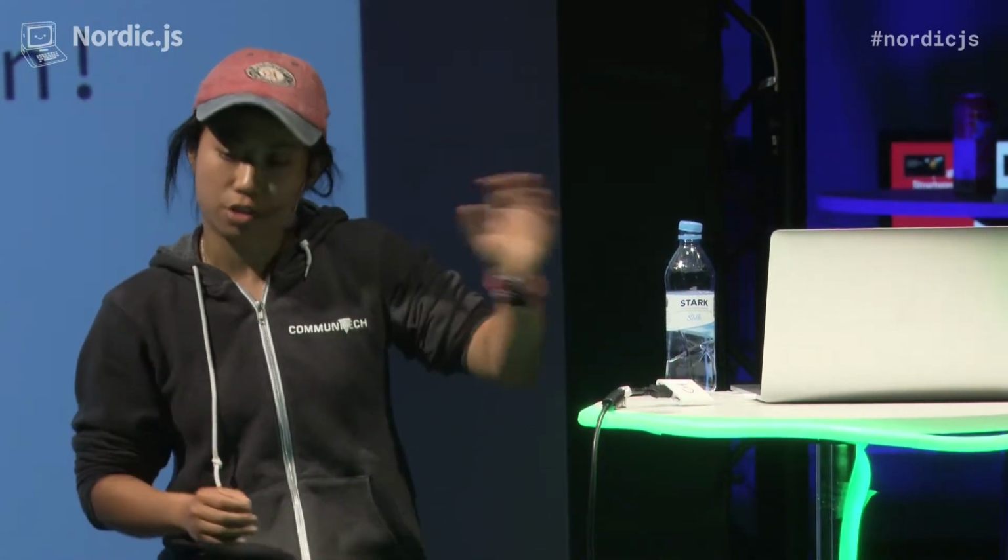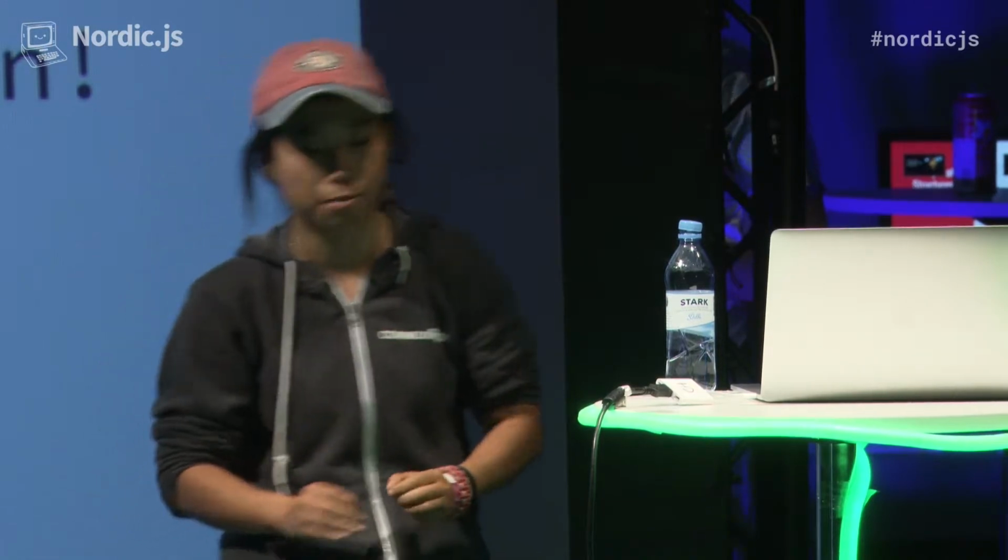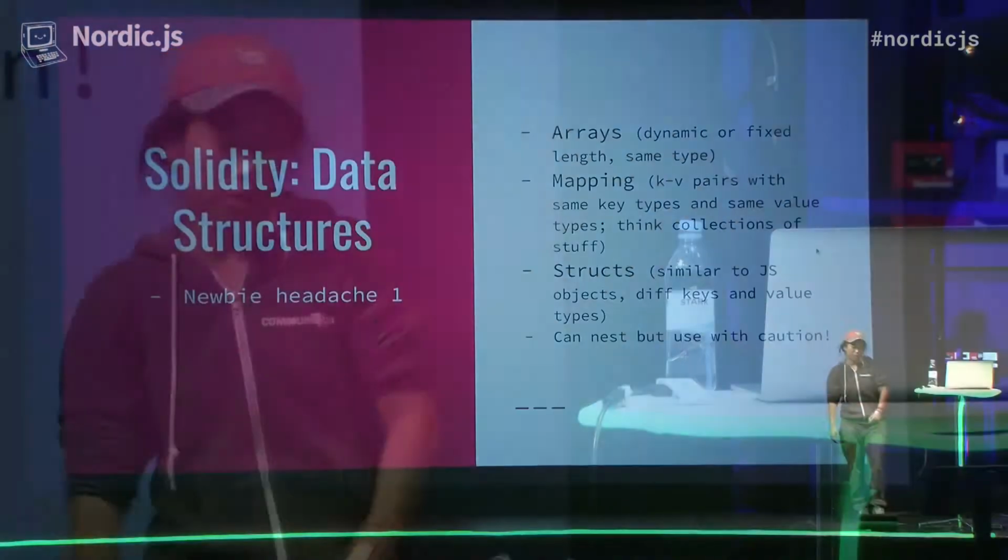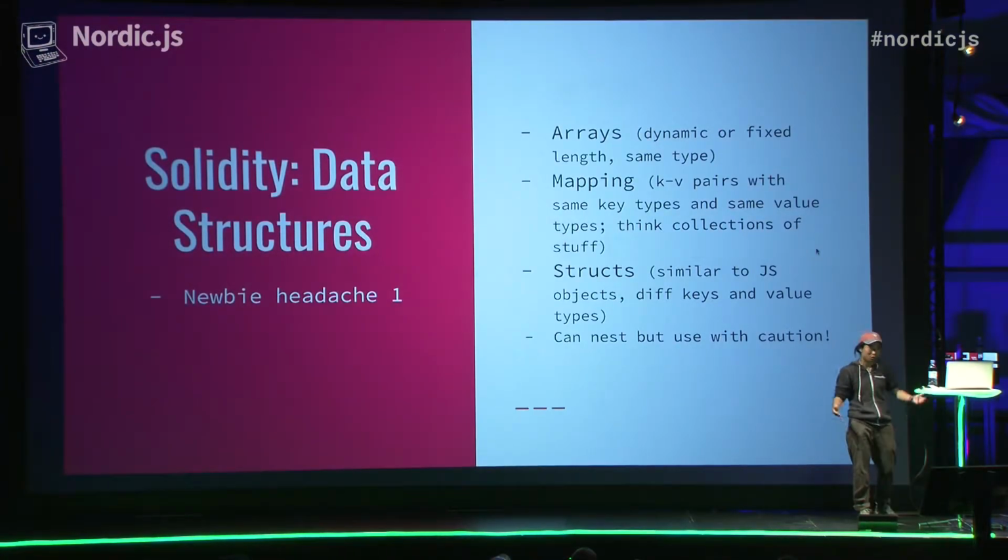And then we have these things called mappings. Mappings are typically what you think of as key-value pairs. But the tricky thing is all the keys have to have the same type, and all the values also have to have the same type. You're like, well, that's kind of restrictive. What do I do about this?